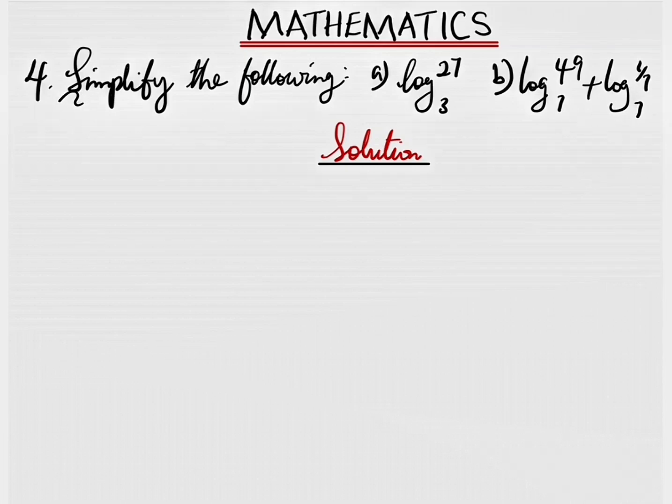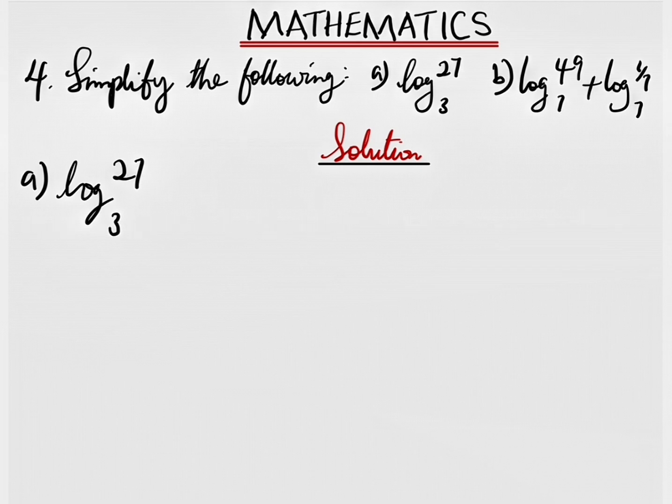All right, let us consider question number 4. It reads, simplify the following. A, we have log 27 base 3. Now, there are two ways of approaching this, and I'm going to show you both ways.